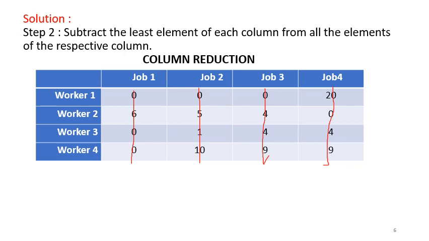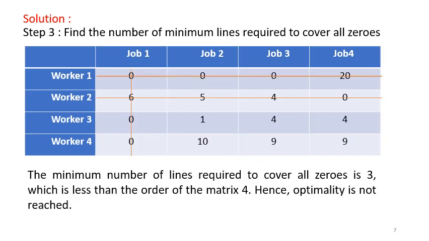But the condition is you have to cover all the zeros here with the minimum number of vertical or horizontal lines, or a combination of both. So you have to see whether all these zeros can be covered by three lines. Is it possible? By four lines it is possible. Now check whether all these zeros can be covered by three lines. Yes, it is possible. Let us see how. You can see here the minimum number of lines: all the zeros are covered by only three lines now.